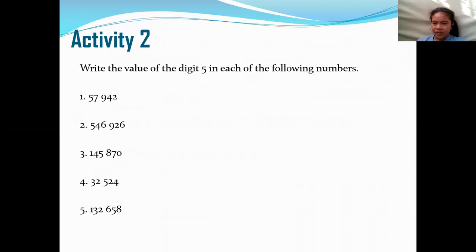Write the value of the digit 5 in each of the following numbers. So we are going to write the value of the digit 5. So we are going to find the 5 here. Okay, number 1. We have 57,942. So we have 5 here in the tens place, right? So that is 50,000.